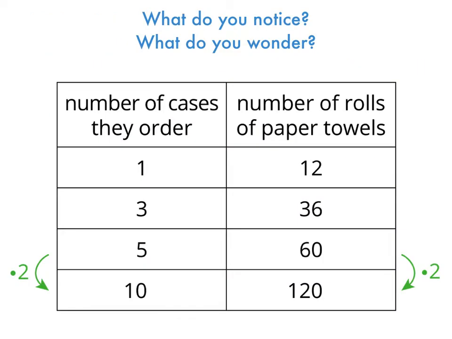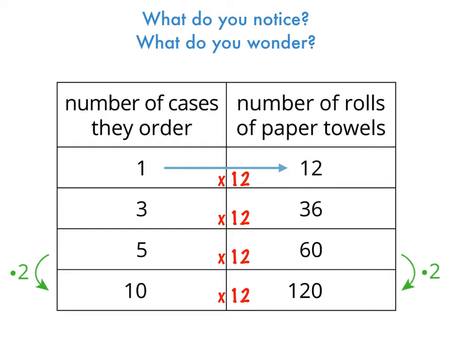So then we started looking at tables and thinking about how a table can be a useful way to arrange data. I asked you, what did you notice and what did you wonder here? And a lot of people started noticing that there was something going on across the table. If we were ordering one case, then we would need 12 paper towels. Well, 1 times 12 is 12. If we were ordering 3 cases, that would get us 36 paper towels. 3 times 12 is 36. 5 times 12 is 60. 10 times 12 is 120.